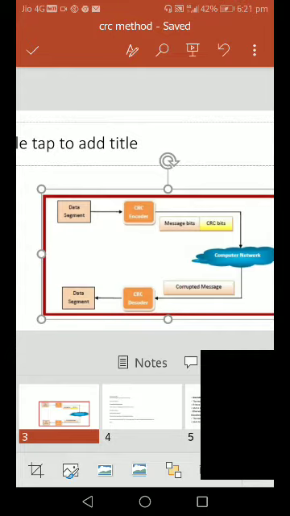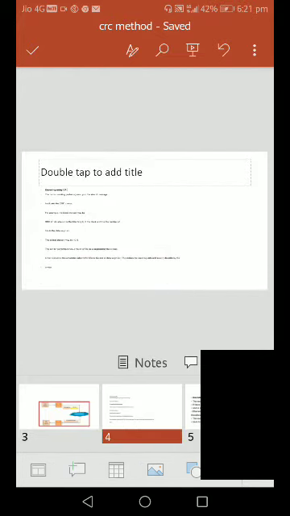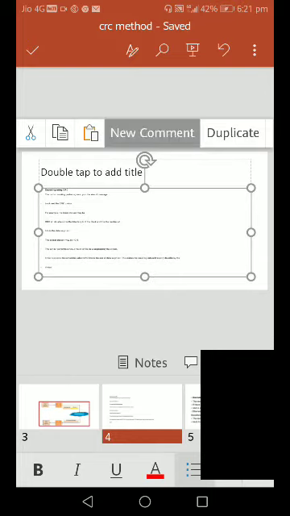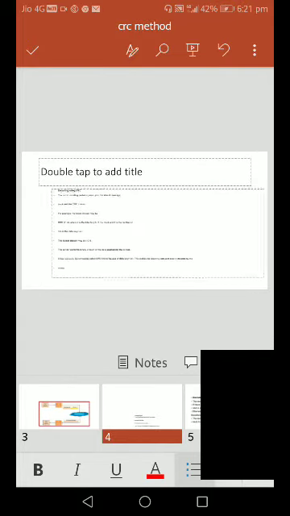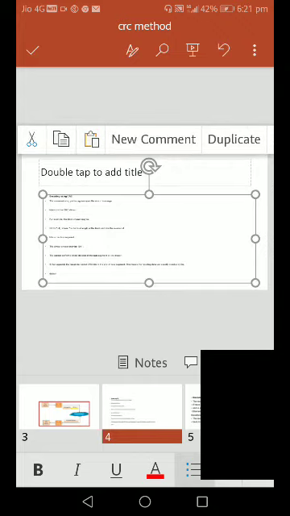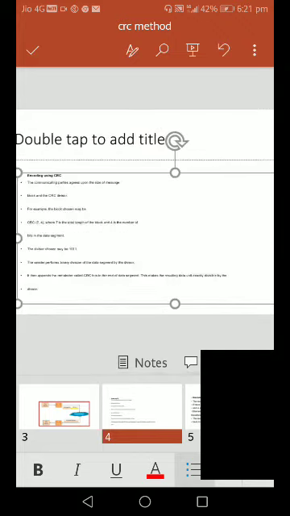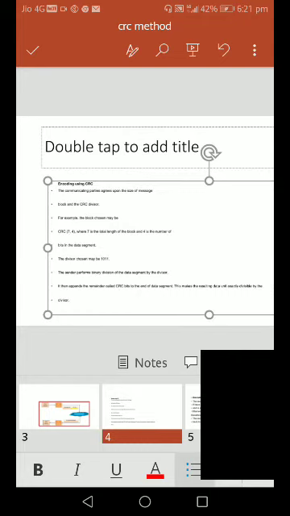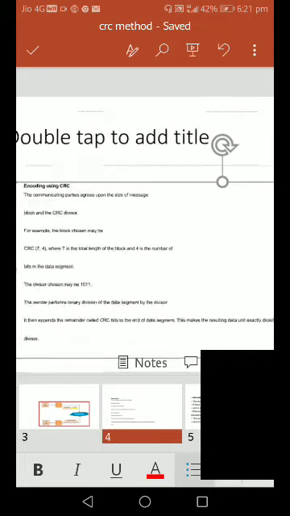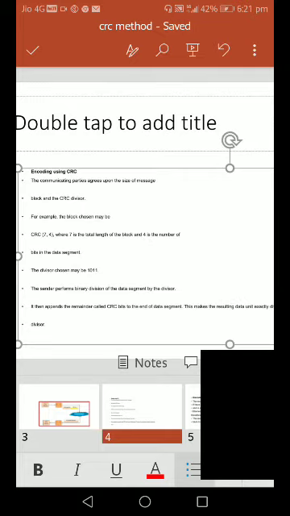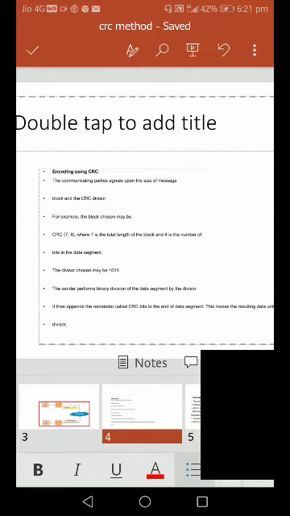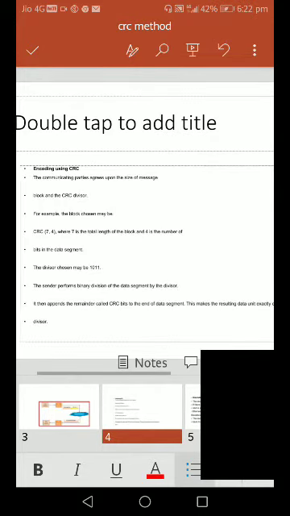Then after that, cyclic redundancy coding: encoding using the CRC method. The data is taken as a polynomial, and the data bits are encoded using the CRC method, cyclic redundancy coding.